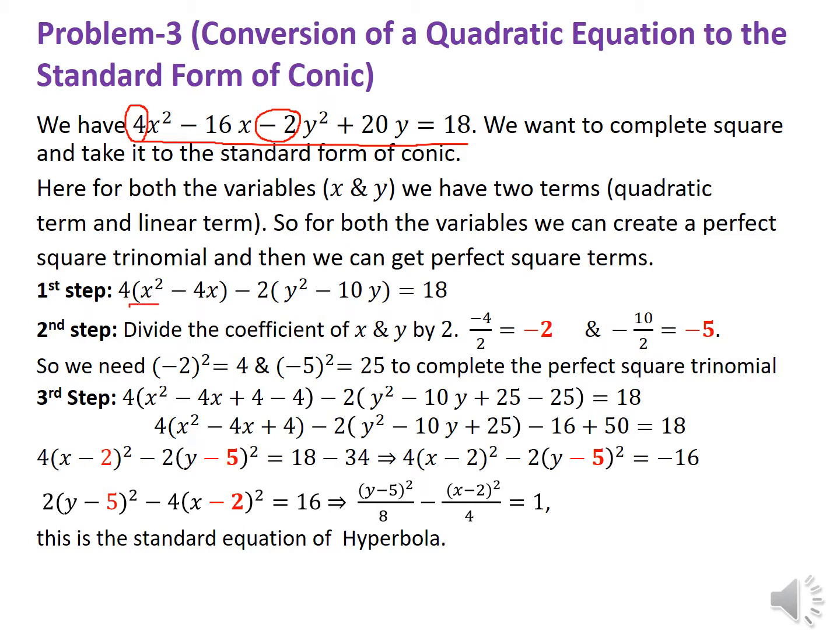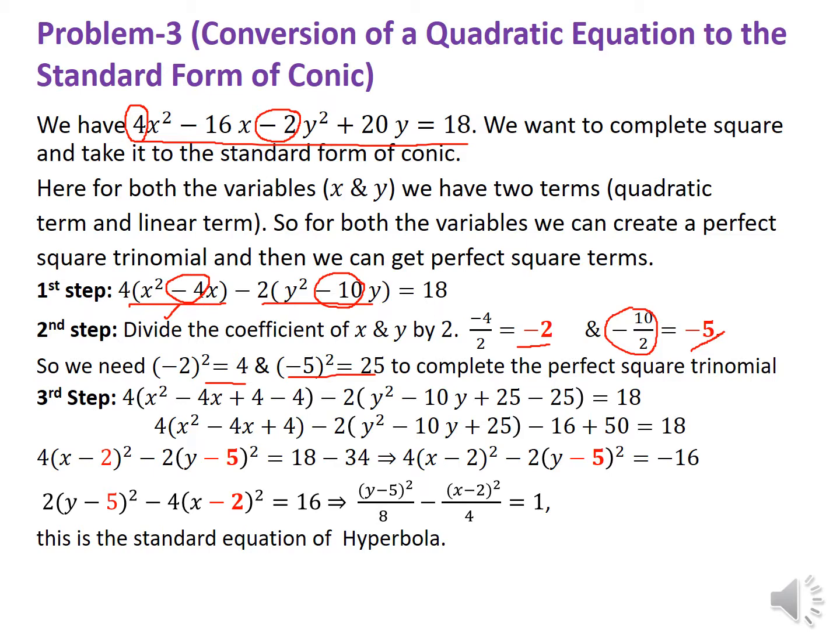So look here, this is the step. We have taken 4 and negative 2 common. Now from the first part we see that the coefficient of x is negative 4, so we will divide this negative 4 by 2 to create the perfect square trinomial, and the coefficient of y is negative 10, so we will divide negative 10 by 2 to create the perfect square trinomial for the variable y. That means we need to add negative 2 square is equal to 4 and negative 5 square is equal to 25 to the given equation to create the perfect square trinomials.